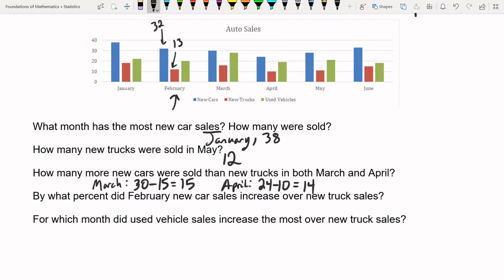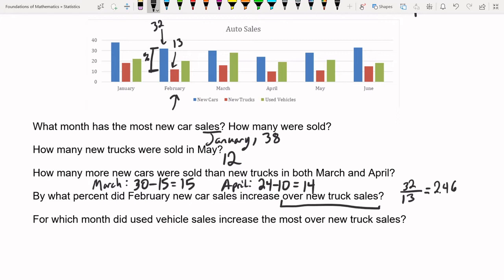Okay, and then to find what percent February new car sales increased over new truck sales, we're looking for the percent increase. We're going to take the bigger number, which is 32. That's the increased number over the new truck sales. That's what it says here, over the new truck sales, so that's going to be on the bottom. What this gives us is 2.46. That's probably fine there, 2.46.